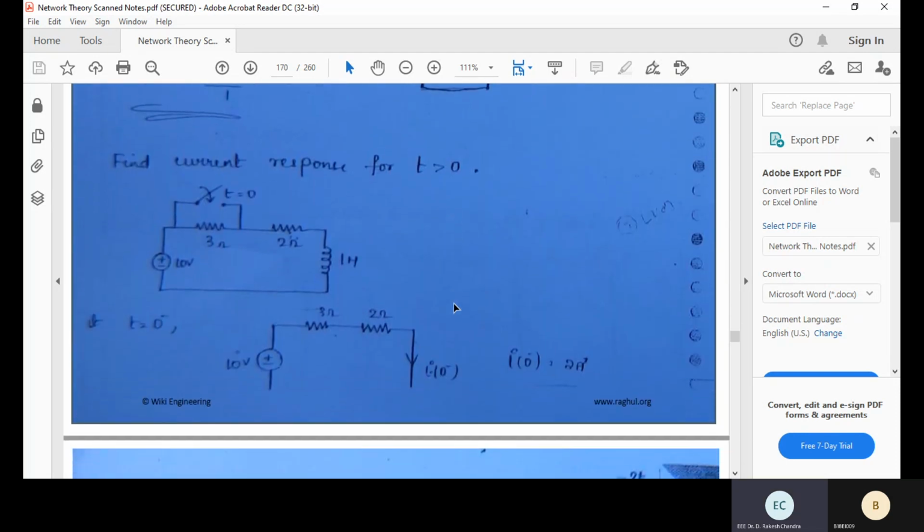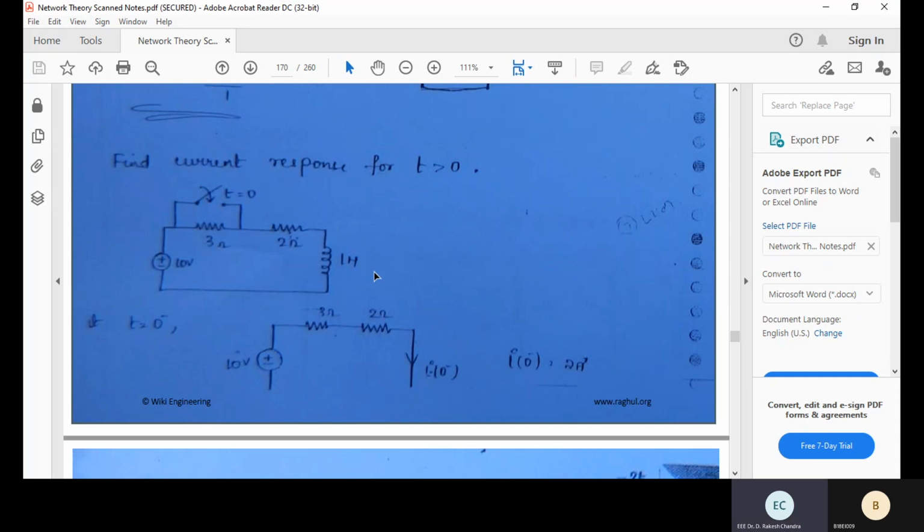So similarly, you can solve another current response for t greater than 0. t greater than 0 means this is the circuit. At time t equal to 0, this particular switch is closed. Then you need to find out the current response.